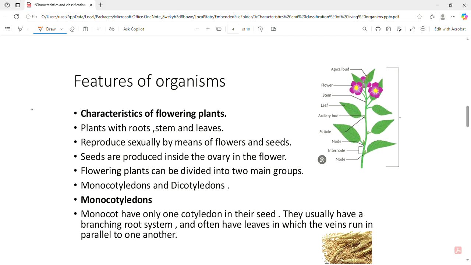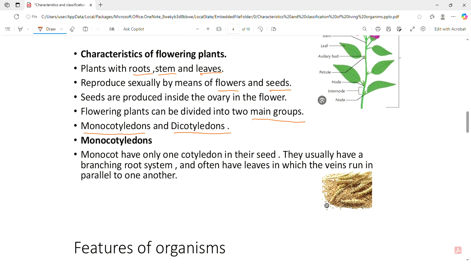Characteristics of flowering plants. Plants with root, stem and leaves. They reproduce sexually by means of flowers and seeds. Seeds are produced inside the ovary in the flower. These are the characteristics of flowering plants. Flowering plants can be divided into two main groups, monocotyledons and dicotyledons. As the name shows, monocotyledons have only one cotyledon in their seeds. They usually have a branching root system and often have leaves in which veins run parallel to one another.